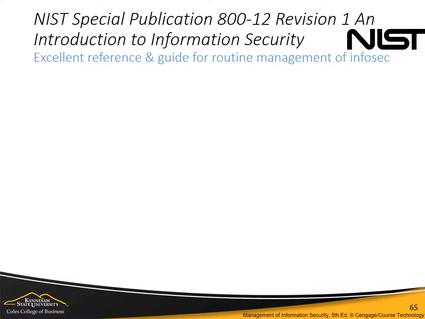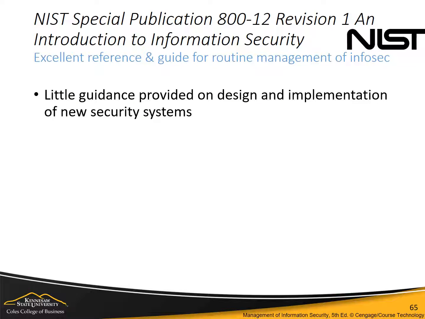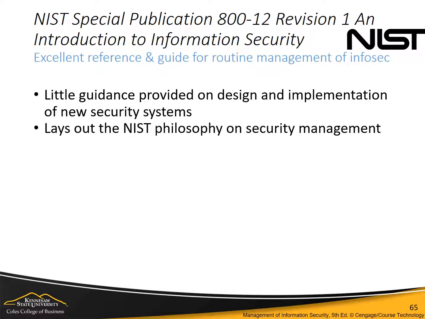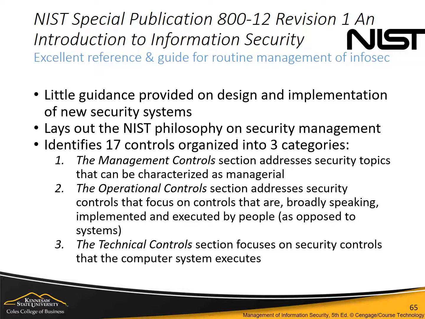The NIST Special Publication 800-12 Revision 1, which was fairly recently, July 2017, is an introduction to information security. It is an excellent reference and guide for the routine management of information security. While little guidance is provided on design and implementation of new security systems, this NIST publication may be used as a supplement to gain a deeper understanding of background and technology. It lays out the NIST philosophy on security management by identifying 17 controls organized into three categories. First, the management controls section addresses security topics of concern for managerial levels.